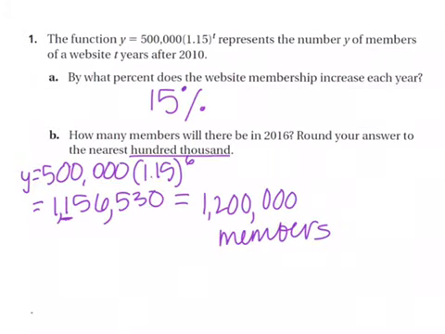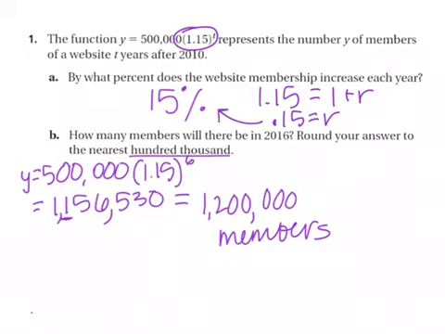All right, so these are the answers I received. The membership increases 15% each year. We just had to figure out what our rate of growth was. So I did 1.15 equals 1 plus r. By subtracting the 1, I had 0.15 equals my rate of growth. However, that's in decimal form while we wanted the percent, so I just converted that. Then I plugged in a 6 for time in our second problem because they want to know how many members there'll be in 2016, which is 6 years after 2010. I rounded to the nearest 100,000, and I got 1,200,000 members.